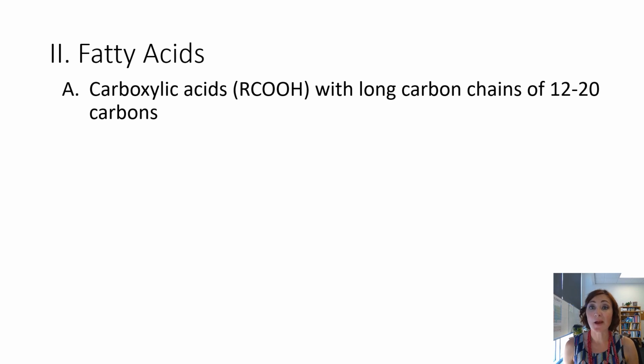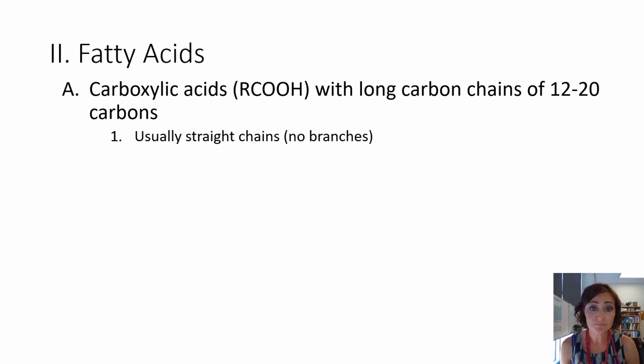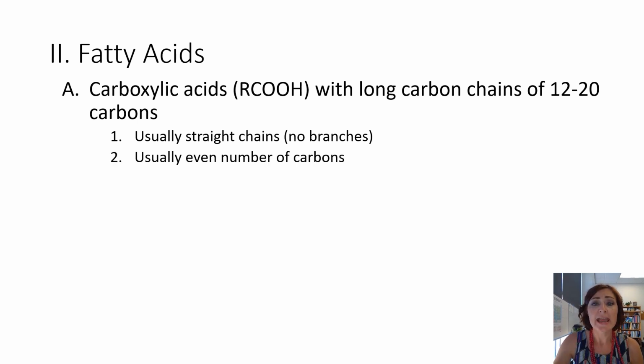All right, so let's talk about the properties of fatty acids, and then we'll go into some more details about the structure of them. But again, both of those are very interrelated. Fatty acids are carboxylic acids on one end connected to very long hydrocarbon chains. They can be 12 to 20 carbons. So this is not your typical carboxylic acid because it has such a long hydrocarbon chain. Usually these are straight chains. You're not going to see any branches coming off of these. And they usually have an even number of carbons.